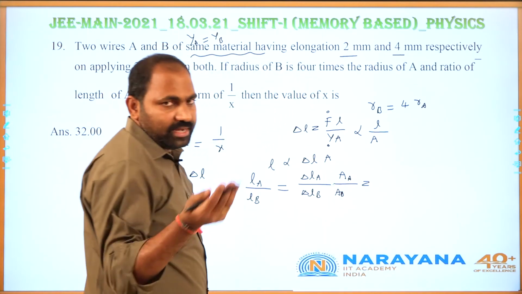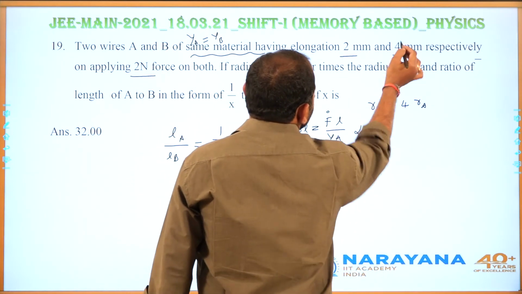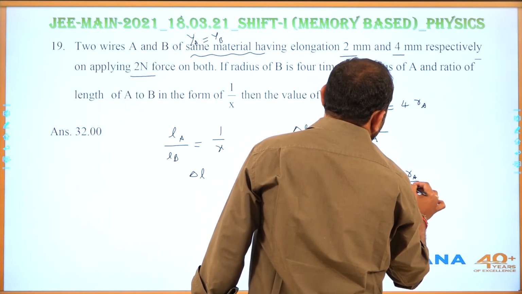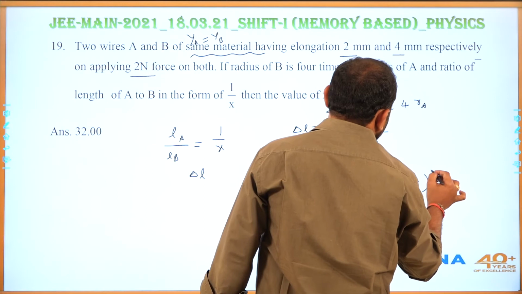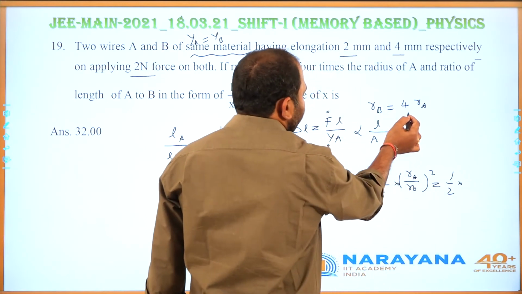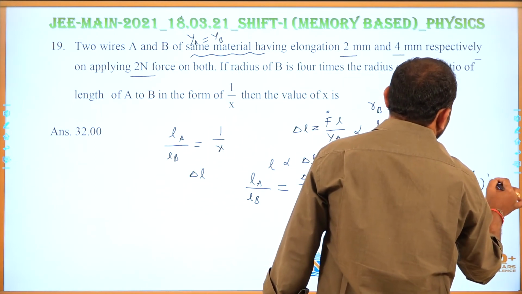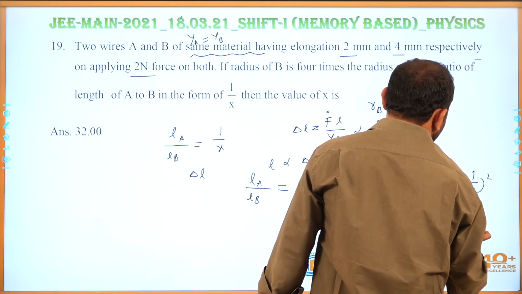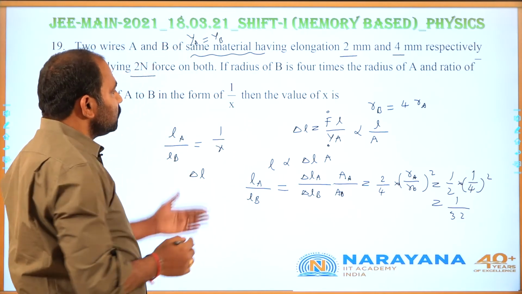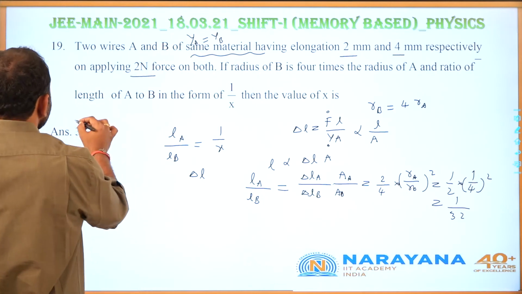Area can be written as pi r square. So first of all, delta LA by delta LB is 2 by 4, into RA by RB whole square. This is 1 by 2 into RA by RB, which is 1 by 4. So this is 1 by 4 whole square. Finally, this is 1 by 32. He is asking to compare this with 1 by x. So the x value will be equal to 32. So the answer should be 32.